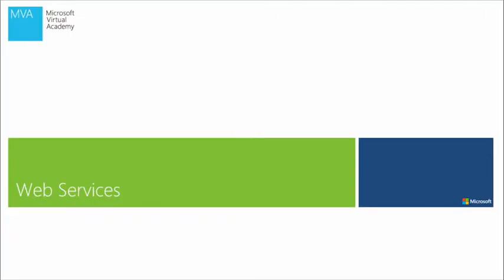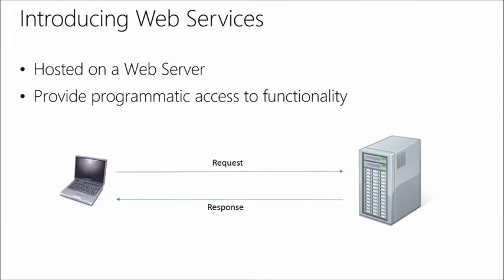So the last thing we want to talk about in this particular module is a quick focus on web services. Web services are a little bit different than a web application, but a little bit the same. Where they differ is that a web service typically doesn't have a user interface. The similarities are that a web service is hosted on a web server. It could be IIS, it could be Apache, it could be whatever. But what it does is it provides programmatic access to certain functionality.